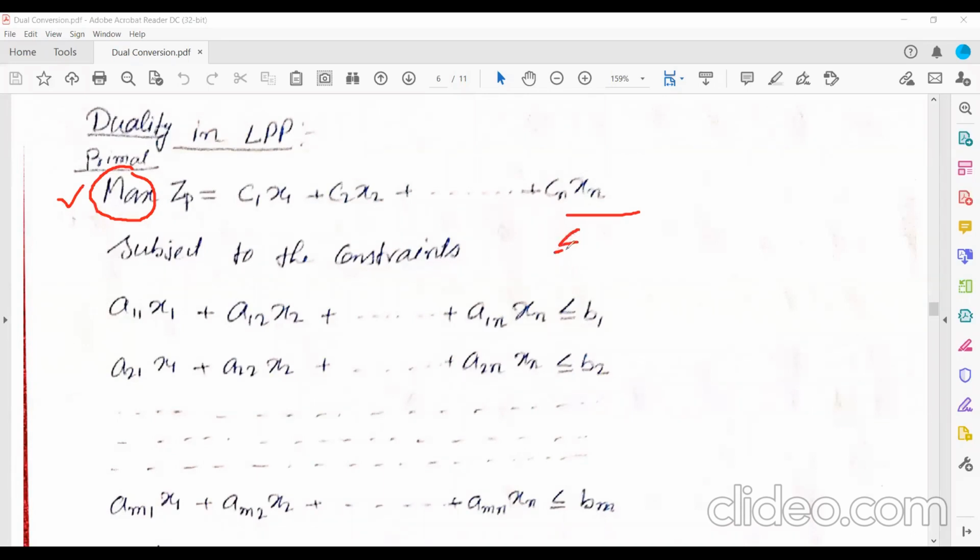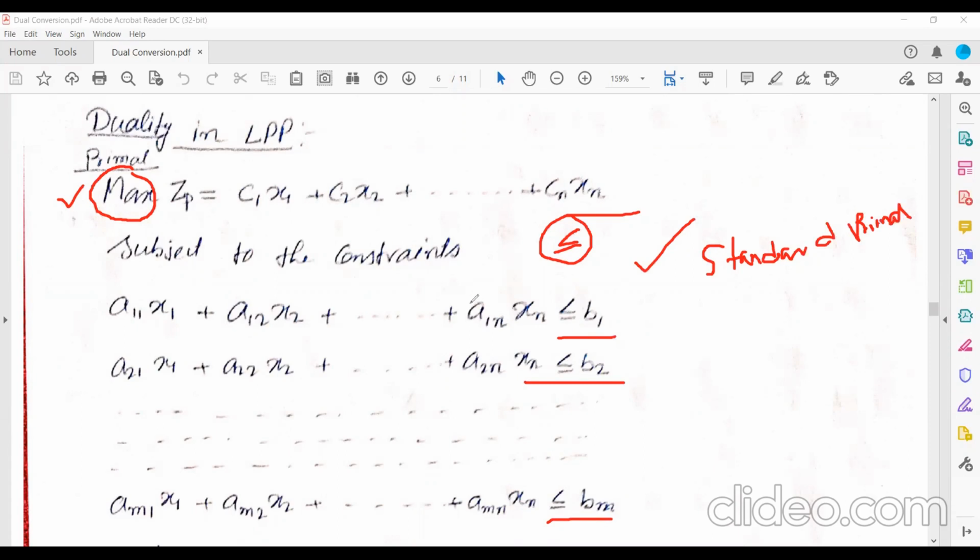Less than or equal to. So all constraints will be less than or equal to. So subject to the constraints, say a11 x1 plus a12 x2 up to a1n xn is less than or equal to b1. Then another constraint less than or equal to b2. Like this, another constraint less than or equal to bn. So all the constraints are less than or equal to, and that we required here. So you can say that this is a standard primal. That means the primal is itself a standard primal.